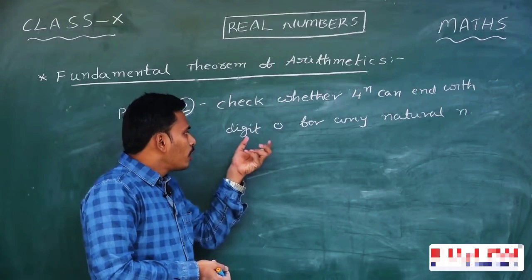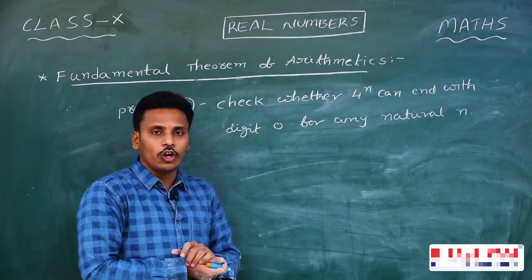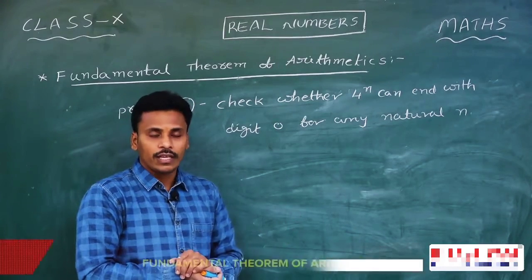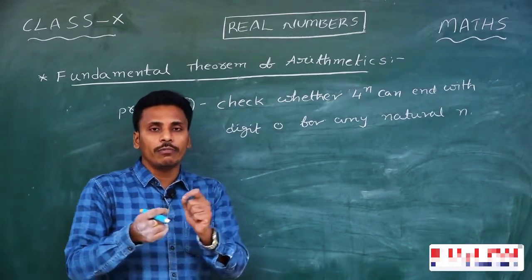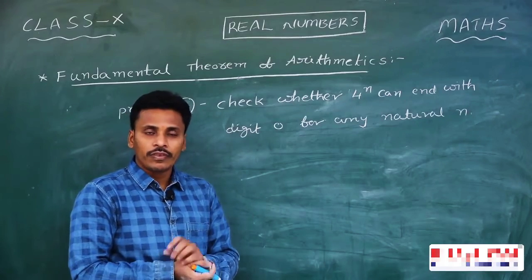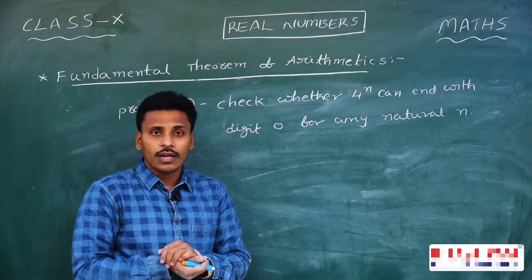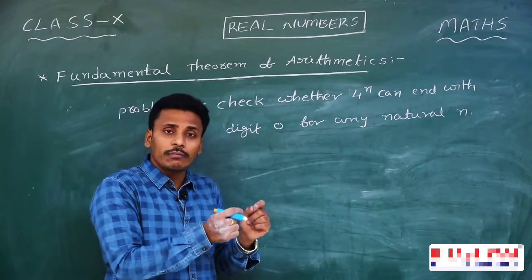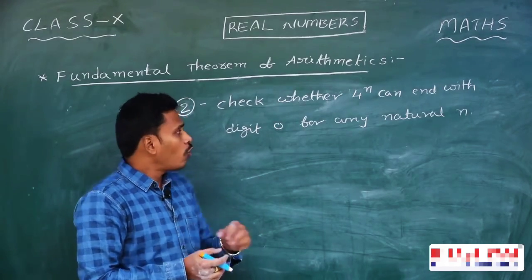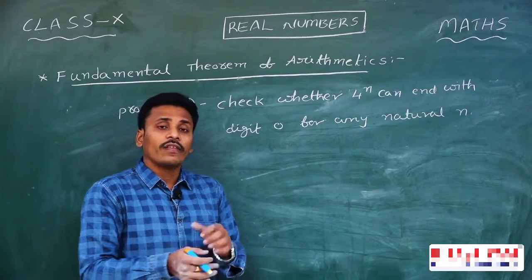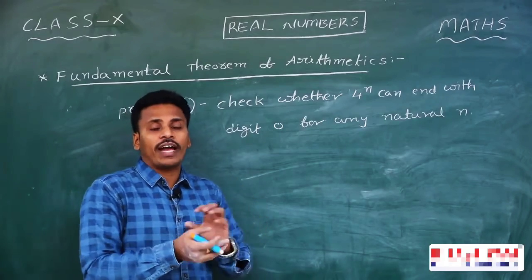Right. See, if you observe, a number ending with 0 is surely a multiple of 10. That is, a number ends with digit 0 if it is divisible by 2 and 5. Is it clear? Every number which ends with 0 is surely a multiple of 10, so a number ends with 0 if it is divisible by 2 and 5. Right? So whenever a number is divisible by 2 and 5, then automatically you will get 2 and 5 as prime factors in its prime factorization.